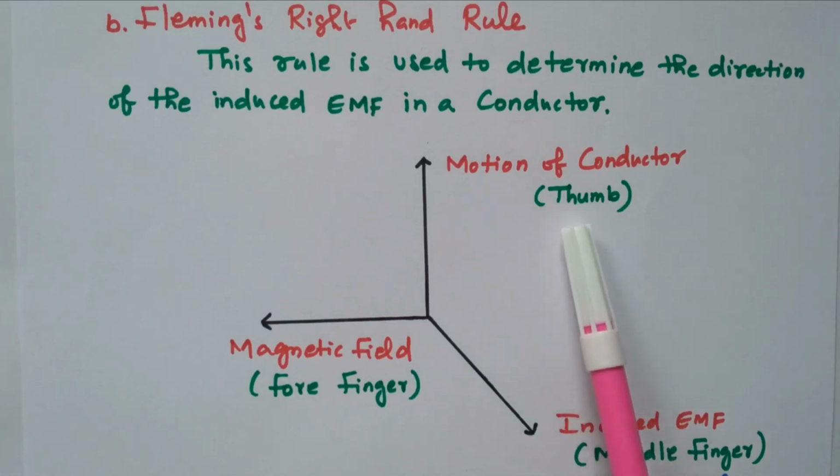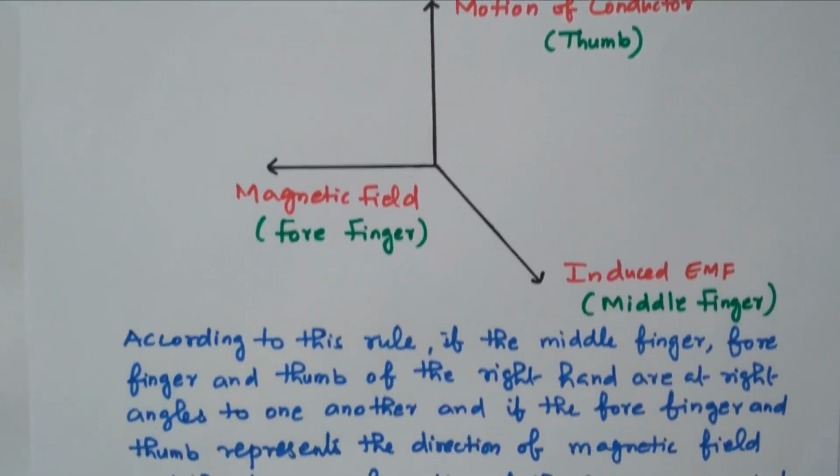the thumb will give the motion of conductor, forefinger will give the magnetic field and middle finger will give the induced EMF. These three fingers indicate these three parameters, which are all perpendicular to each other. Now we'll see the statement.